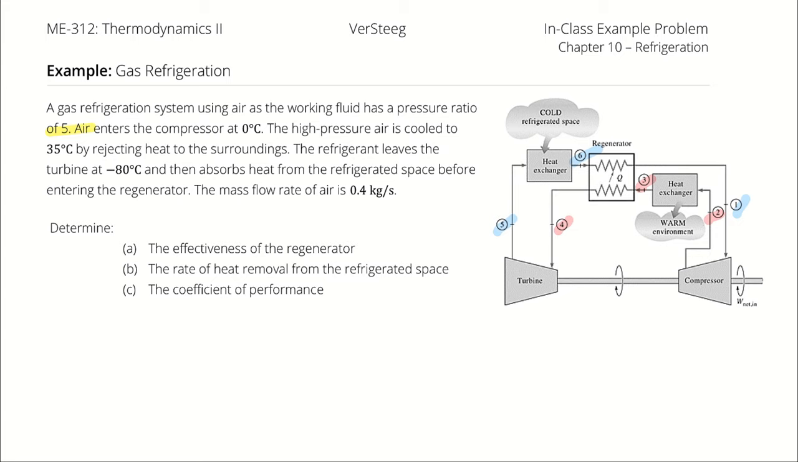Next, we recognize that we were told three temperatures: 0 degrees Celsius, 35 degrees Celsius, and negative 80 degrees Celsius. Those three temperatures refer to state 1, 3, and 5, respectively.